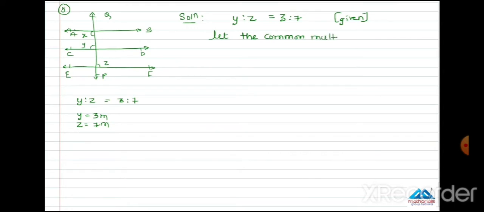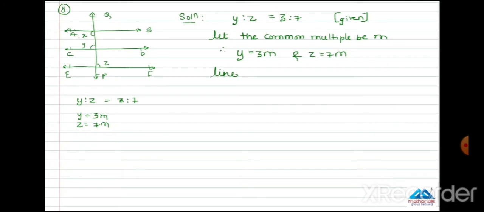To separate the values, we have to suppose a common multiple. So here we will suppose, let the common multiple be m. So y is 3m and z becomes 7m. So we have our two values, y and z. Y equals 3m and z equals 7m.